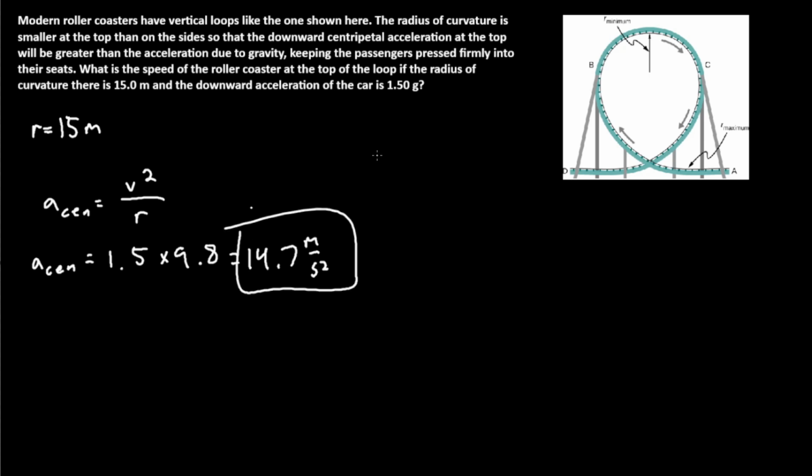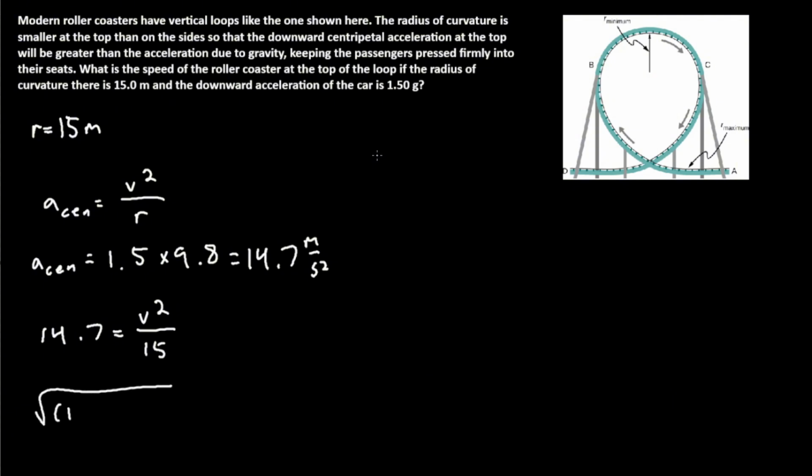And now that we have the acceleration, we can solve for everything. We have 14.7 is equal to v squared over r. R is our radius, which is equal to 15. So if we multiply 15 by both sides and we square root it, we'll get the square root of 14.7 times 15 is equal to our velocity. Technically, not minimum velocity, but our velocity given this centripetal acceleration. So now that we have all this, just plug into your calculator and your answer is there. Okay, velocity is equal to 14.85 meters per second. And this is all due to your downward acceleration given.